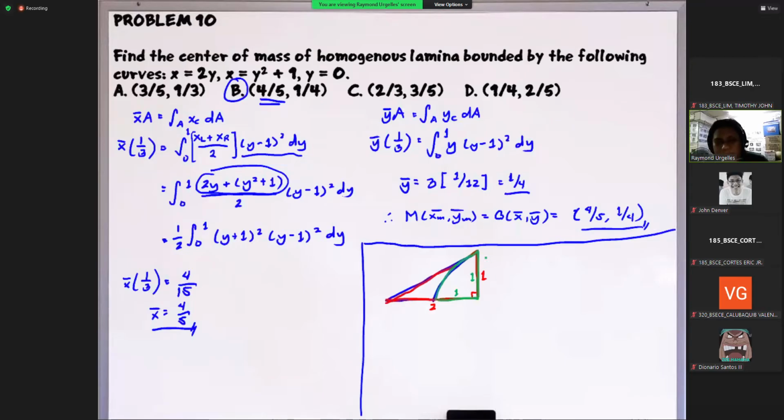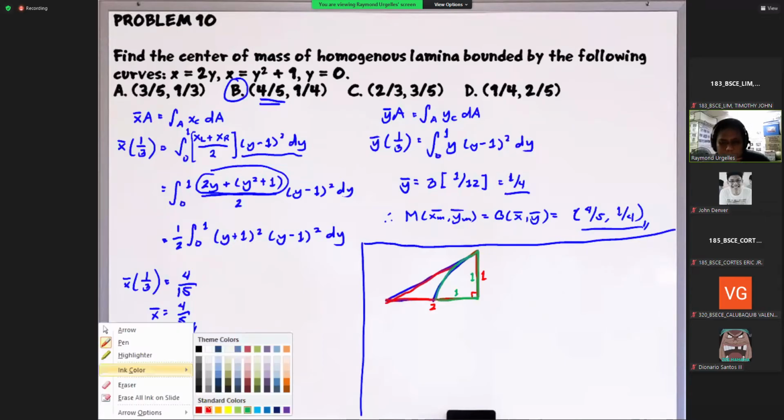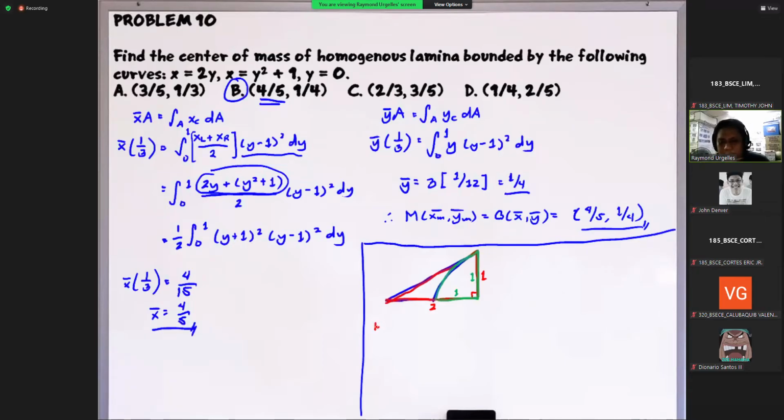So we can focus on the smaller areas. Let's start with the triangle. For the triangle, the area, which I'll call A1, is equivalent to 1/2 times base times height. So this is equivalent to 1 square unit. Again, this is A1.